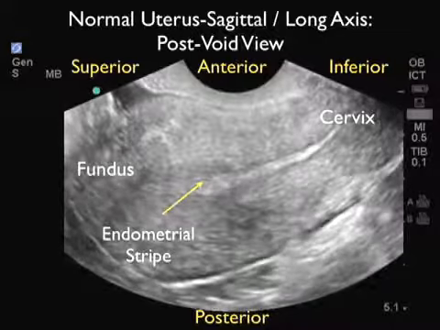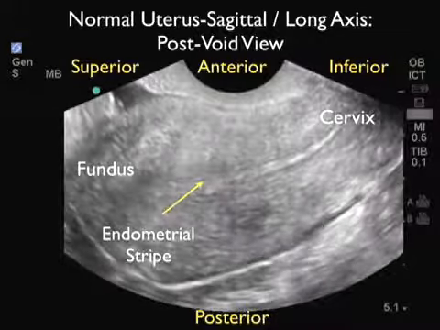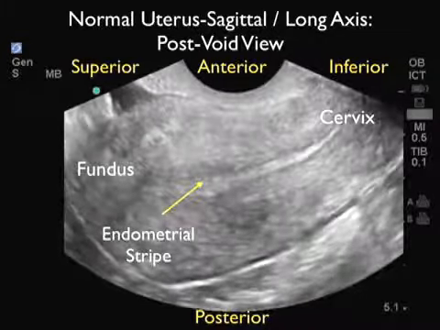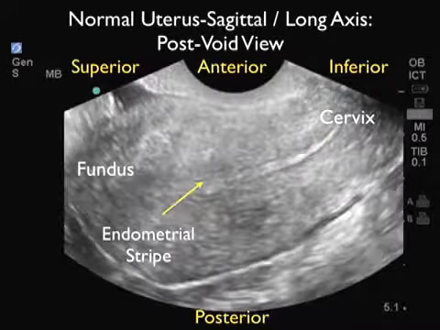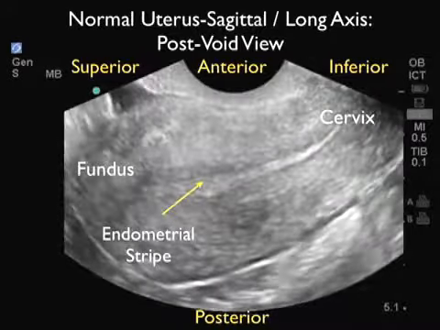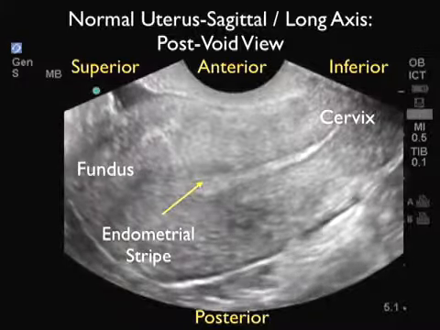Now we can fully investigate all the parts of the female uterus, and we see here the fundus as located towards the left and the cervix towards the right. And we can also well delineate the endometrial stripe, that white line coursing from left to right from fundus all the way down to cervix.